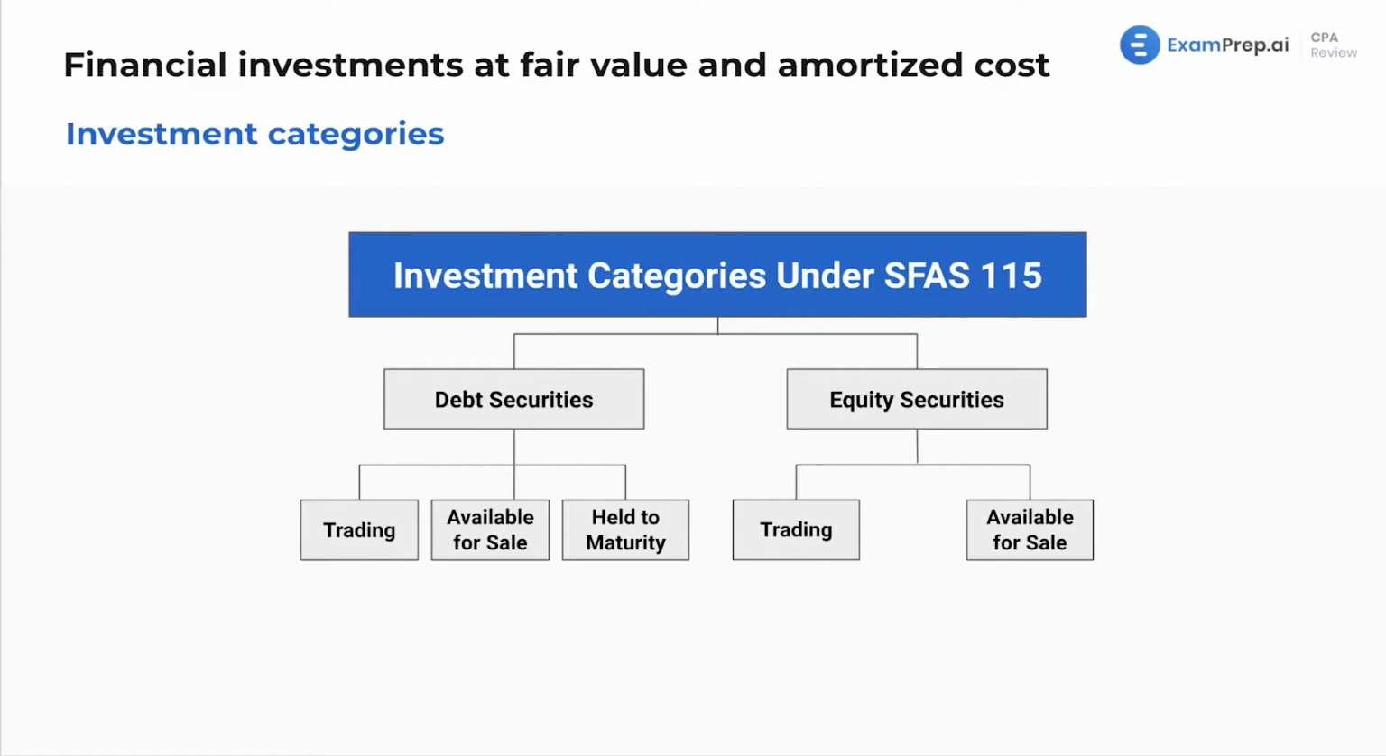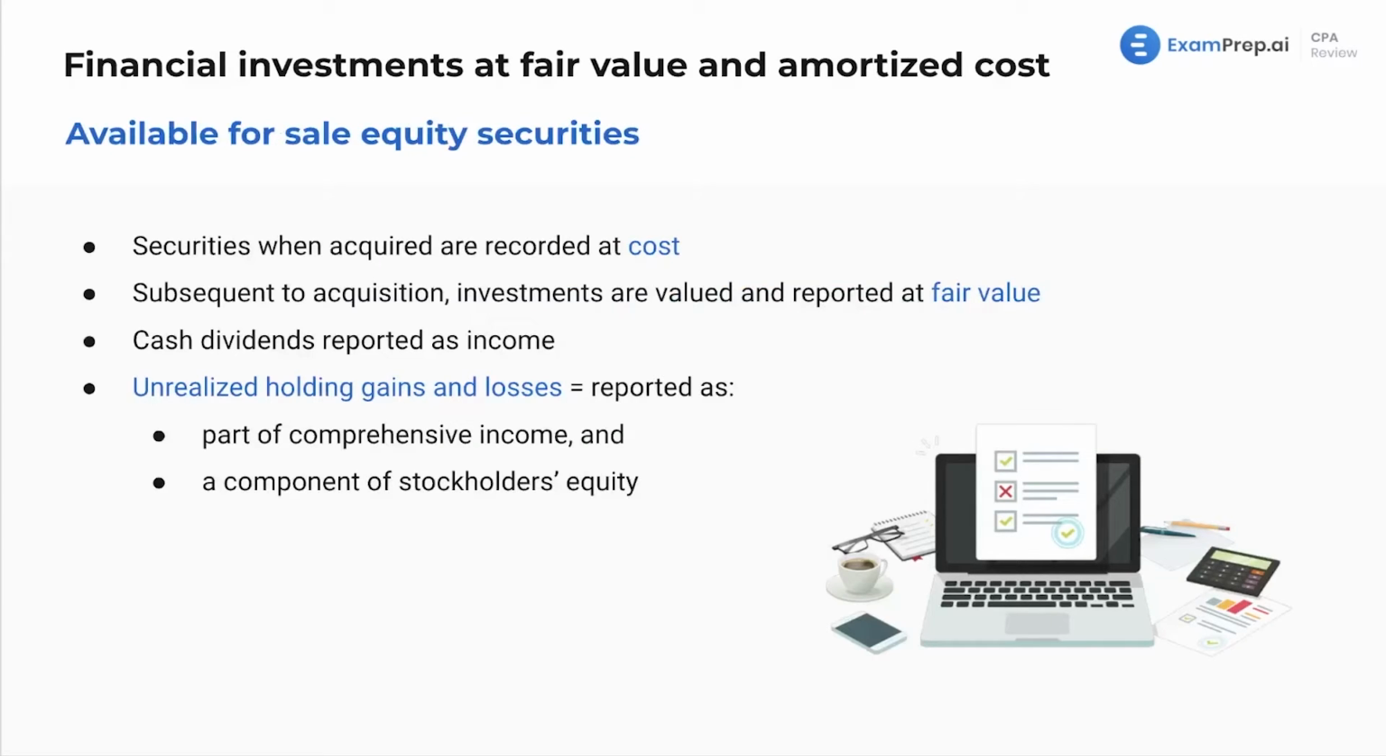Let's move on. Available for sale equity securities. Just a recap also, what we saw so far was more important. It was the debt securities, all that. But obviously we're covering even more. Securities, when acquired, are recorded at cost. Subsequent to acquisition, investments are valued and reported at fair value. Nothing different here from normal investing. Cash dividends are reported as income. This is for the fair value method. We will see a different treatment in the equity method.